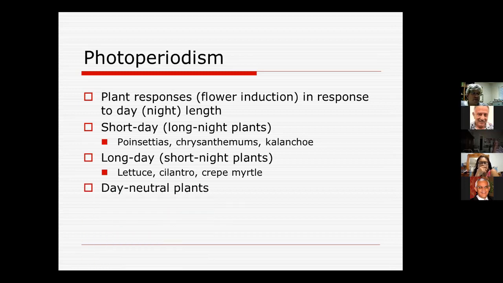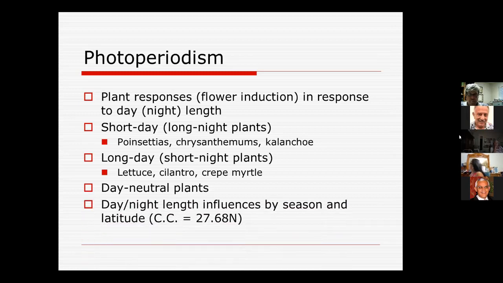And then there's some plants that are day neutral. It doesn't matter whether the day or the night is long. They're just going to bloom if the other conditions are correct. So there are a lot of day neutral plants. And again, a lot of this is based on where we fall. What's our latitude? Is it latitude? I thought it was longitude. So anyway, it's where we are based on the equator.